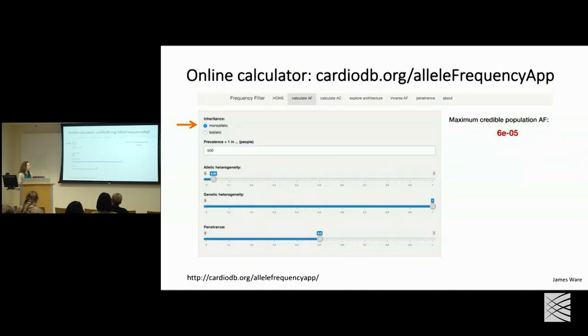frequency. The other thing you can do is go to the cardiodb.org allele frequency app, pick dominant disease, and put your numbers in. If you want to play, you can say, well, what if I had 20% penetrance? What if I had 80% penetrance? You can see how it affects your numbers and decide what number you're going to go with. These are the numbers we're going to use for this example.